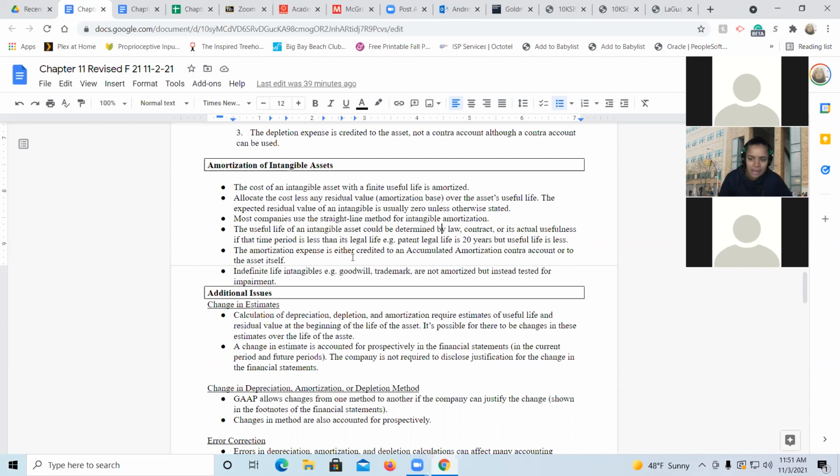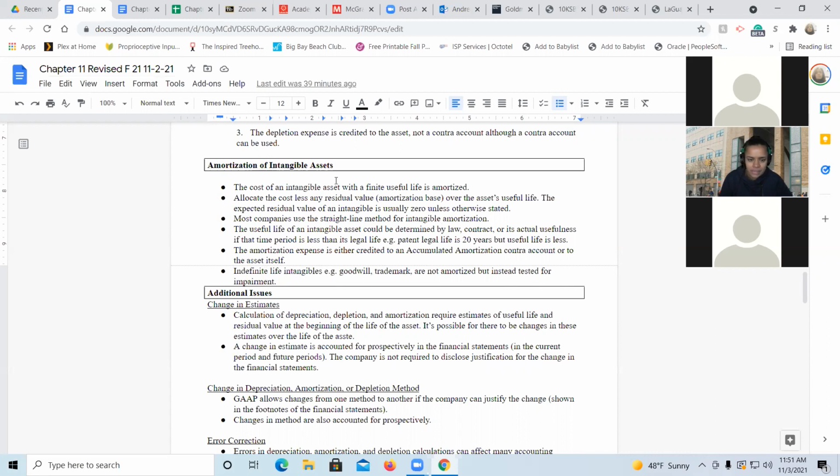Amortization expense, same deal as with depletion. You can use an accumulated amortization account, a contra account, but most of the time they just credit the asset itself. Sometimes the questions will give you guidance, saying the company uses an accumulated amortization account, or it will say nothing, at which point you could do either one. And like I said, indefinite life intangibles like goodwill or a trademark are not amortized, but they're tested for impairment.